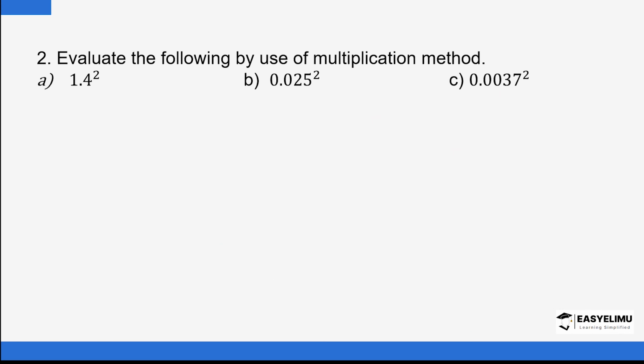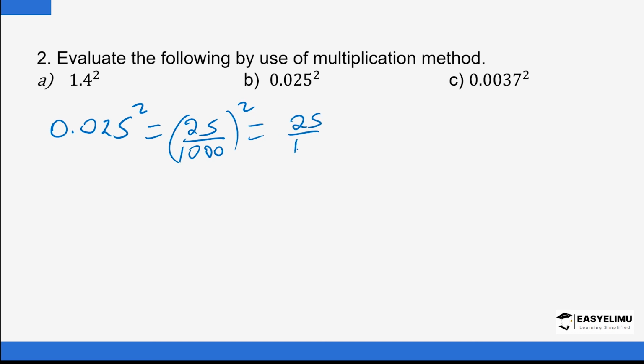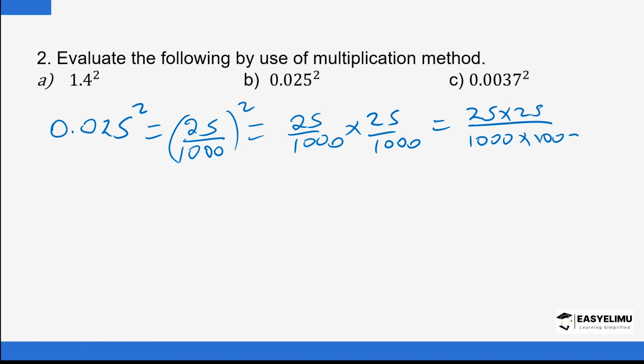So again, you have 0.025 squared. So the approach is still the same. This one will be 25 over 1000, squared. So that is 25 over 1000 times 25 over 1000, which is 25 by 25 over 1000 times 1000. So 25 by 25.